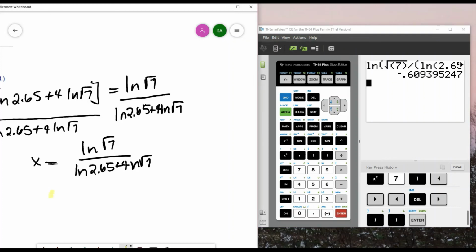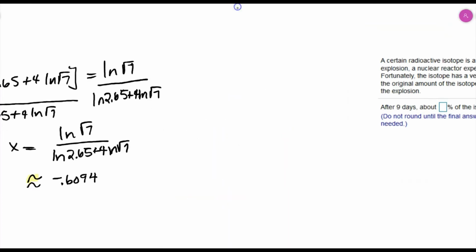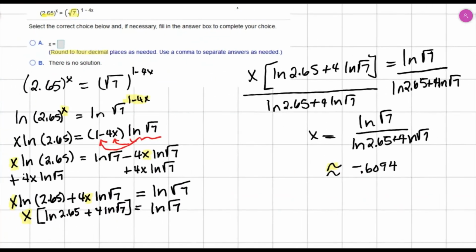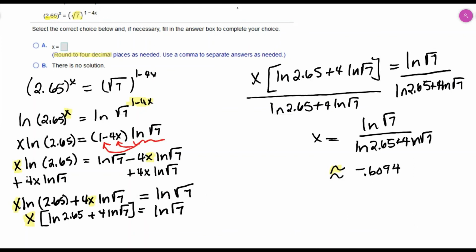And I have approximately negative 0.6094 if I round to 4 decimal places. So that would be my answer for that question.